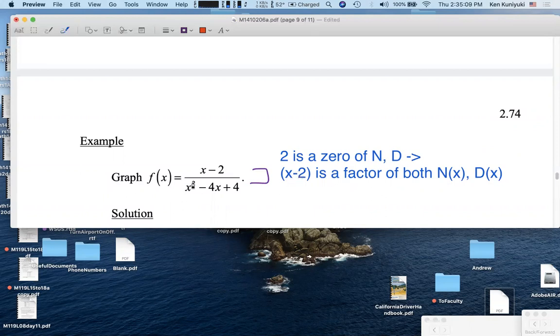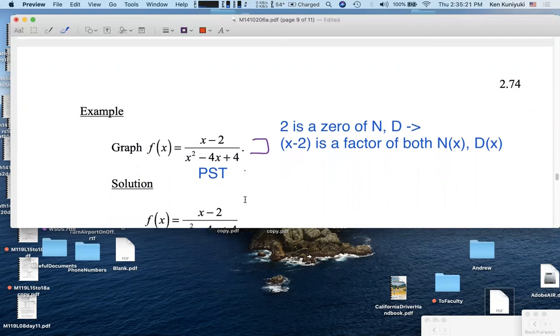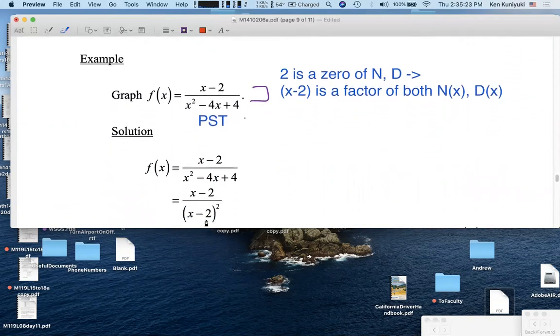How do you factor x squared minus 4x plus 4? Again, this is a hint. This turns out to be a PST. It didn't have to be, but this does turn out to be a PST. It is, in fact, the square of x minus 2. So when you factor, you get this, x minus 2 over the square of x minus 2. This is clearly not simplified because x minus 2 is a common factor in the top and the bottom.